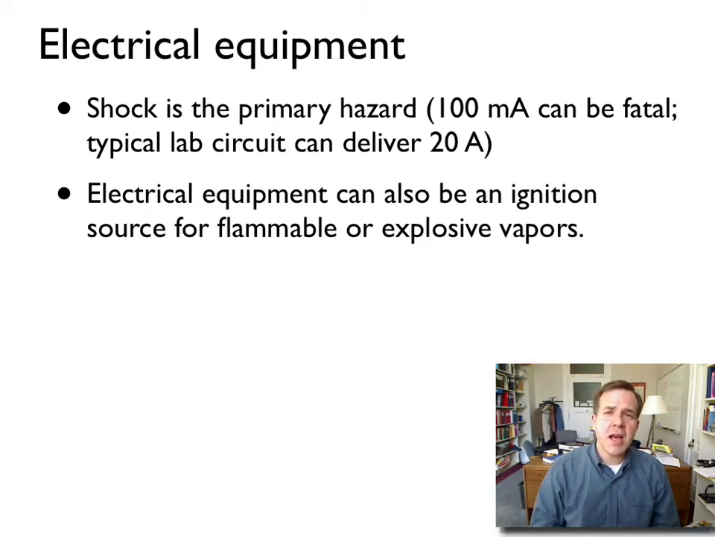A secondary hazard is that the presence of electrical equipment, such as motors, can be an ignition source for ignitable, flammable, or explosive vapors. In the briefing on chemical safety, we talked about the fact that fire requires some fuel, some oxidizer, and an ignition source. It's important to keep in mind that electrical equipment, particularly motors, can provide that ignition source.